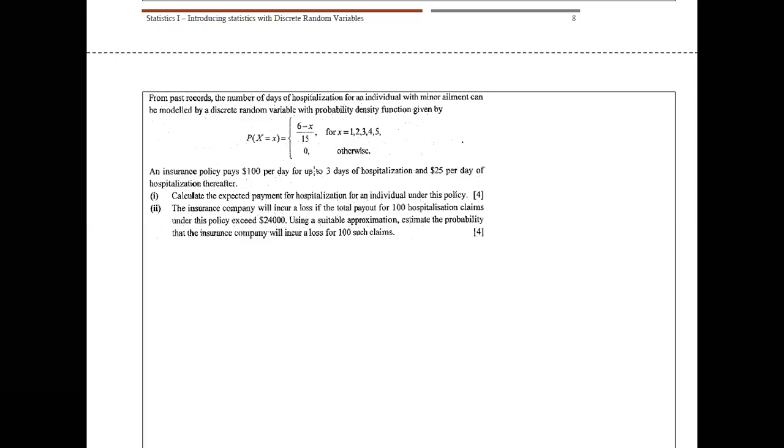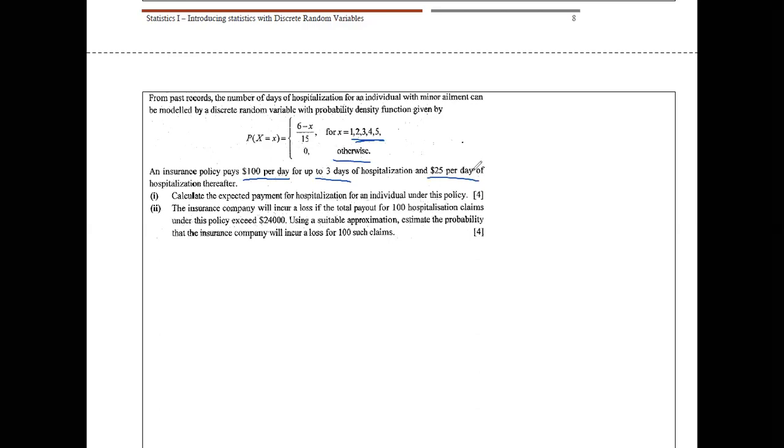So in this case, X can be 1, 2, 3, 4, 5. This represents the number of days. The rest is otherwise, which means it's not possible to stay more than 5 days. This doesn't really apply for the COVID situation. The insurance pays $100 per day for up to 3 days, and $25 per day thereafter.